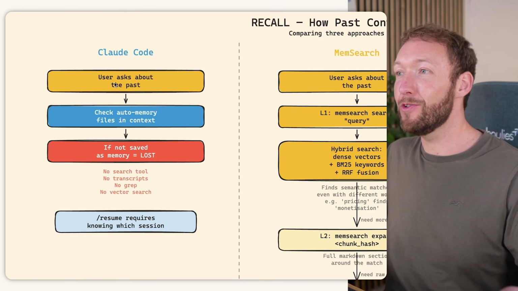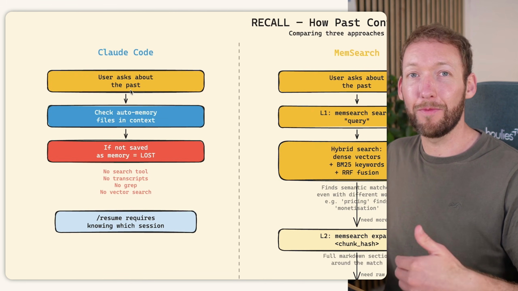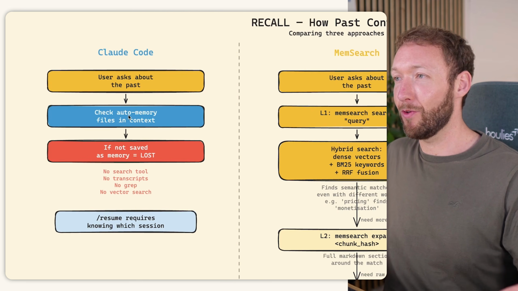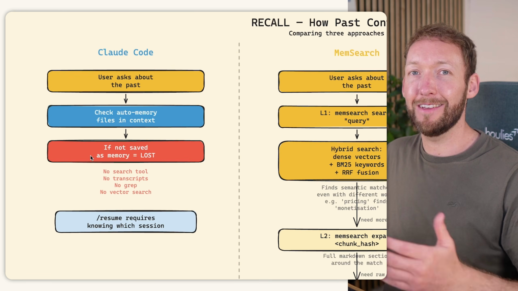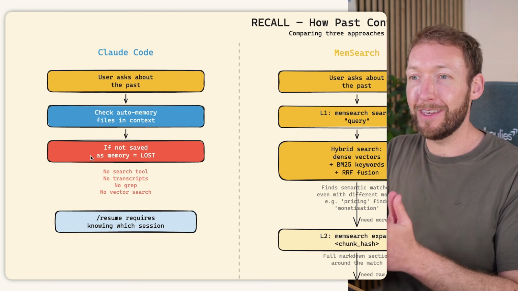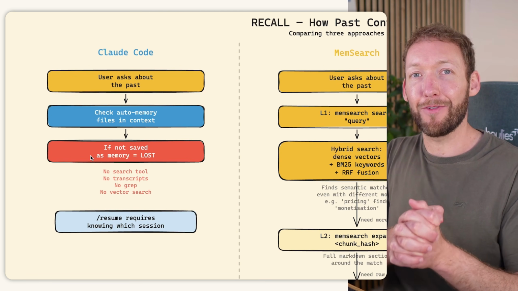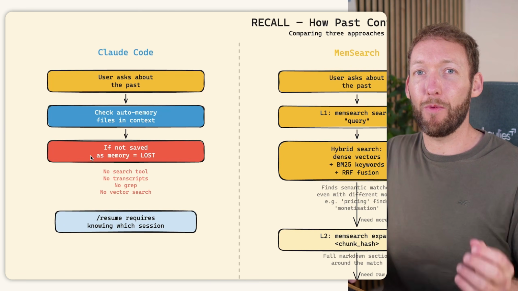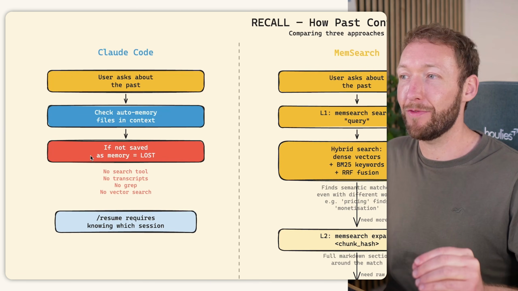So basically, the user asks some question about the past, and it's going to check the auto memory files, which we've already seen. And if it's not been saved in there, it's completely lost. You might have opened the memory files that you had from earlier inside your project repository. It really is quite selective about what it saves. You probably don't have a huge amount of information stored there.